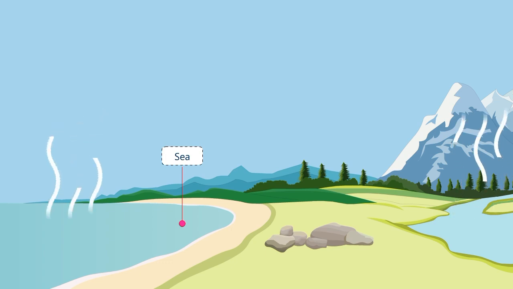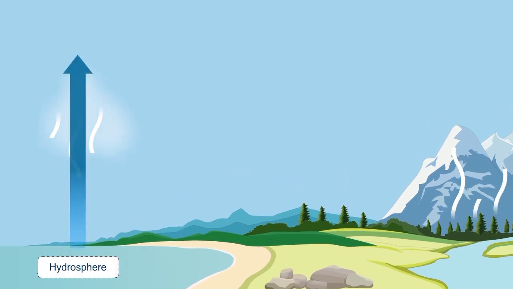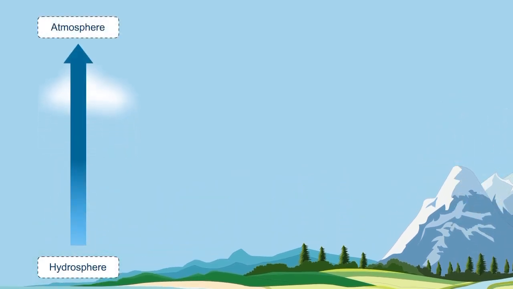Through evaporation, water moves from the hydrosphere to the atmosphere. As the water evaporates, it reduces the temperature of the water bodies.